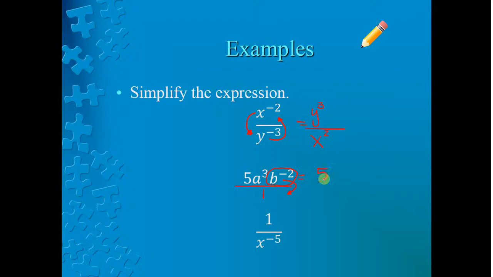So you're going to have 5a cubed on the top. They don't get to move. They don't have a negative exponent. The b to the second gets to go to the bottom.